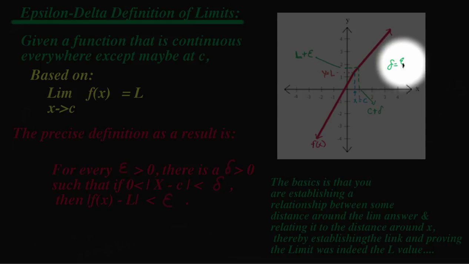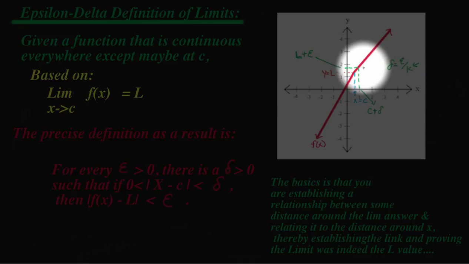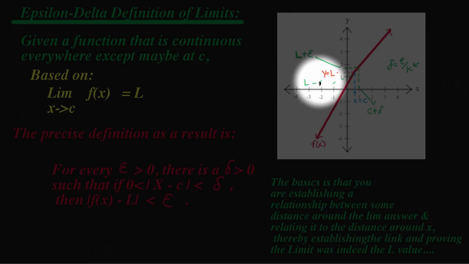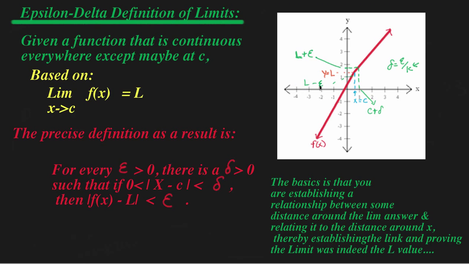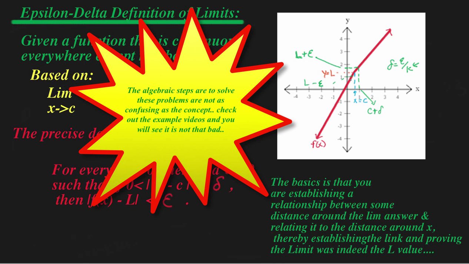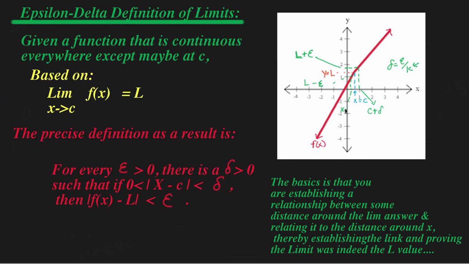But again, the main point, don't get bogged down too much in the details, is to establish that relationship between delta and epsilon, namely delta equals epsilon over k. Alright? So if you can establish that link by doing the work that I will show you in the example videos, then that's pretty much what you need to know. Okay? So the main thing is to practice these.